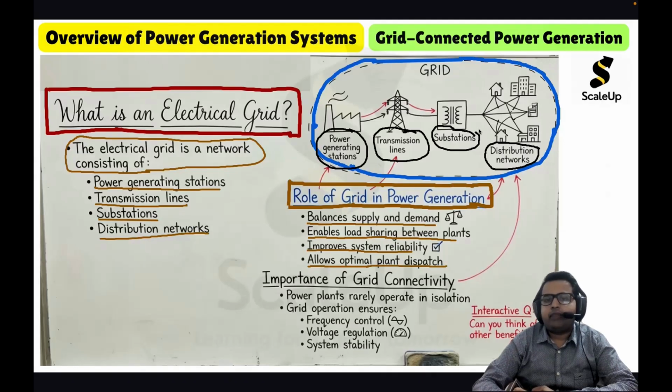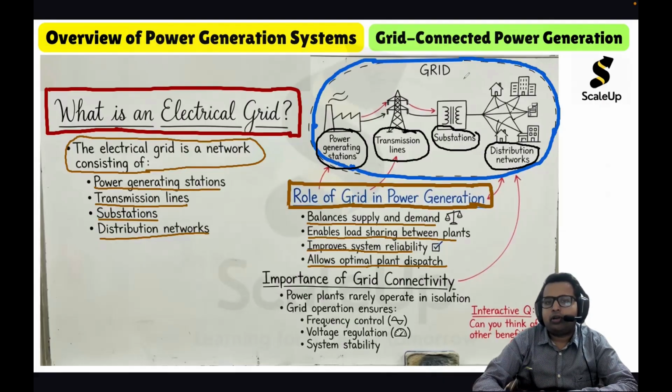So the electric grid plays a very important role in power generation, wherein it balances supply and demand. The electric grid enables load sharing between plants. The electric grid improves system reliability, and it allows optimal plant dispatch.